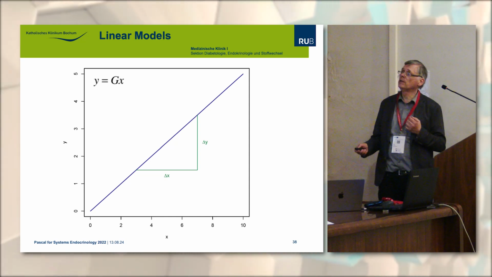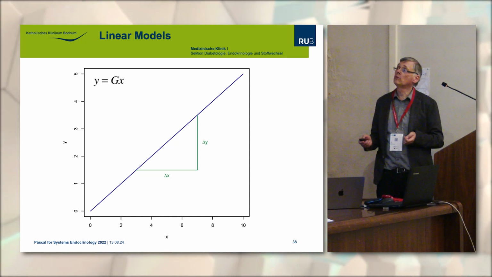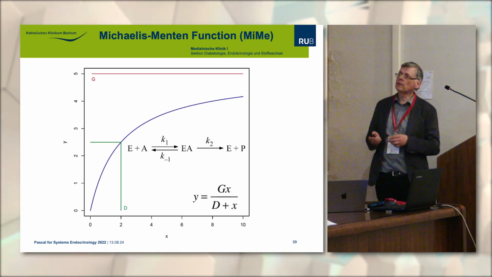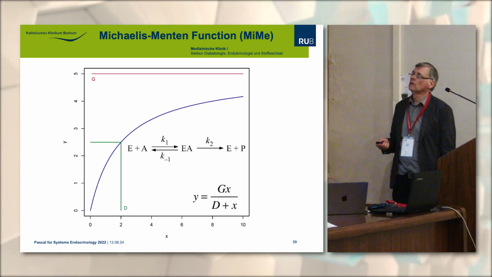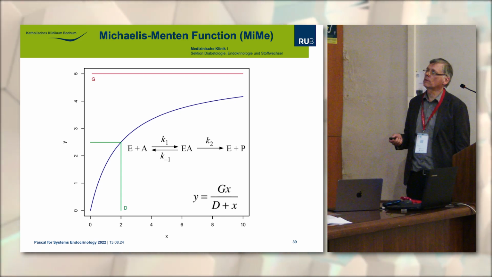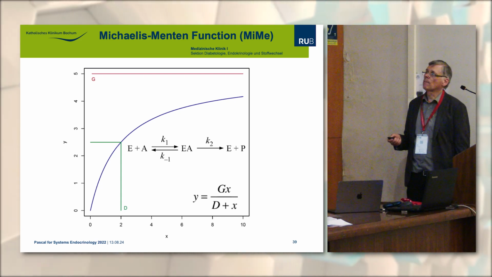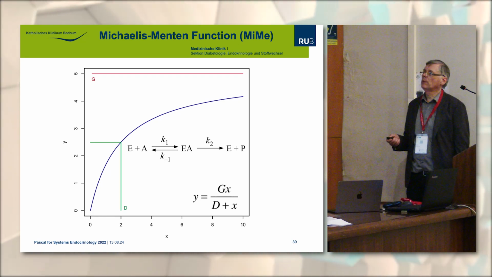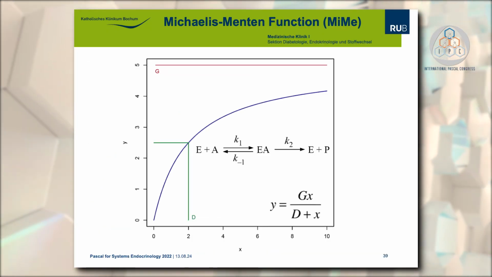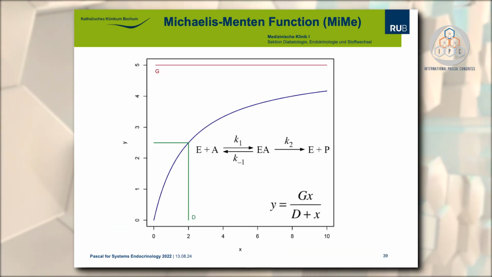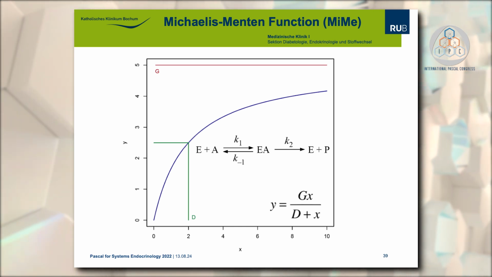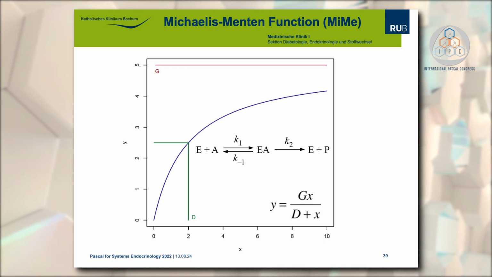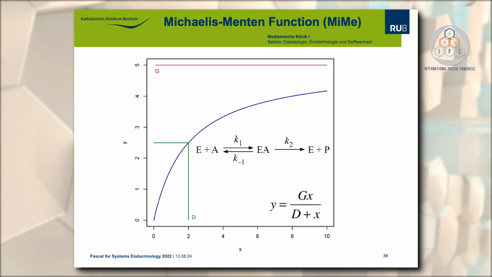And so this linear model is quite unrealistic, and we have to replace it by a nonlinear model, and we can derive it from the basic chemical reactions. So we have here an enzyme and a substrate, E and A, which form a complex with a rate constant K1, and this complex can dissociate either to the initial substances again, to the enzyme and the substrate with K minus 1, or to the enzyme and the product with K2, and the enzyme gets recycled.